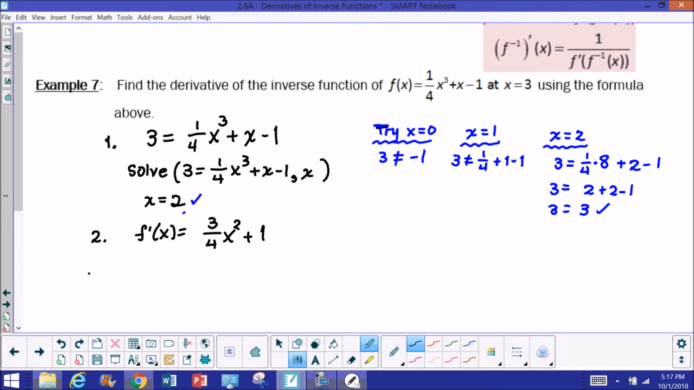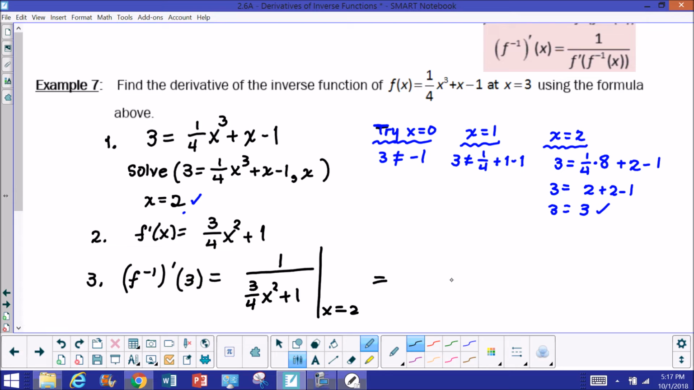Now for the big part. We assemble our formula. The derivative of f inverse evaluated at our 3 that we are looking for up here is equivalent to 1 over the derivative of f, or 3/4 x squared plus 1, evaluated when the x is now the answer from part 1 or 2.